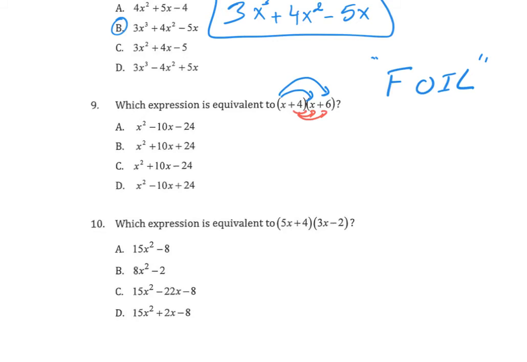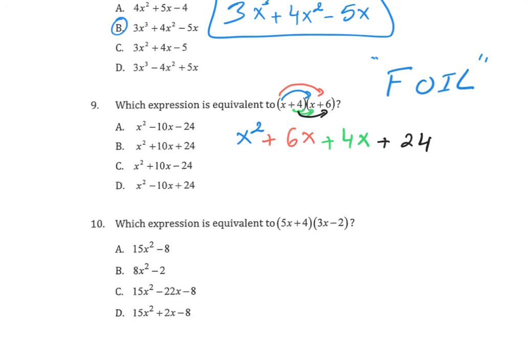Let me use a different color here. Since we have the ability to use some colors here, let's use some colors. All right, so let's start with the first one. So I got x times x here. It's going to be x squared. And I get x times 6. That's going to be 6x. Then we have 4 times x will be 4x, right? And then let me choose a different color here. Then we have 4 times 6, which is the last one. That will be 24, right?